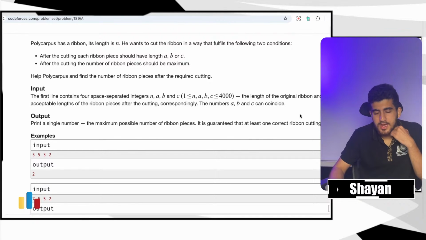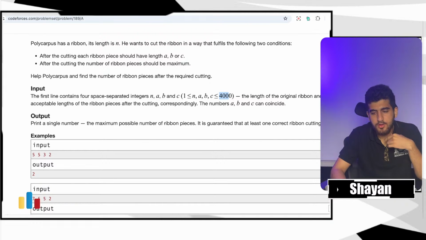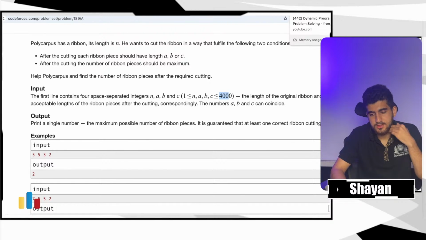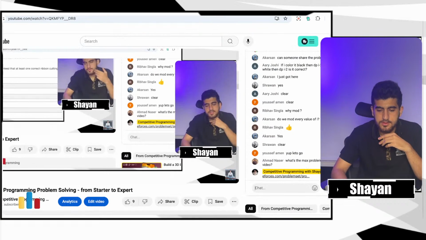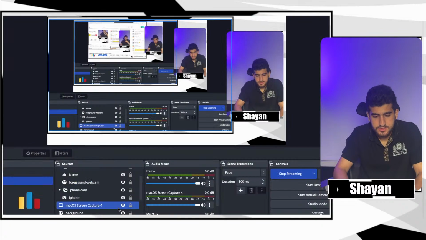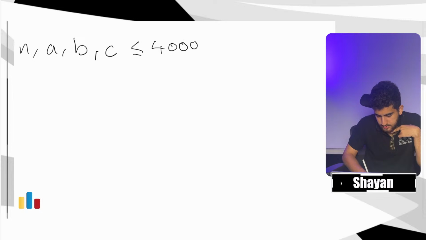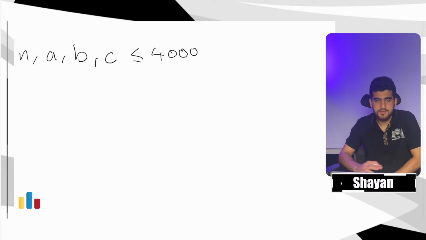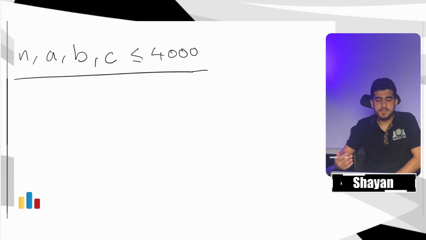Since these constraints are small, this problem also has a brute force solution, but we're going to solve it with DP. The DP solution is going to be very easy as well. So let me first tell you how we can solve this problem. As we saw, N and A and B and C are going to be at most 4,000. Maybe we also talk about the brute force idea very briefly. But first we want to define subproblems.